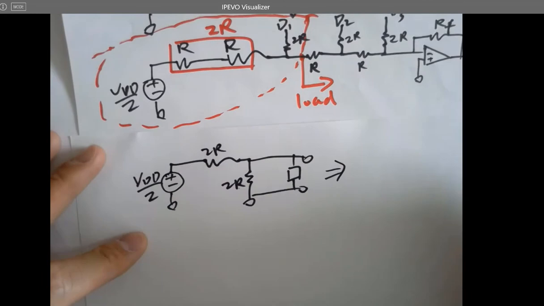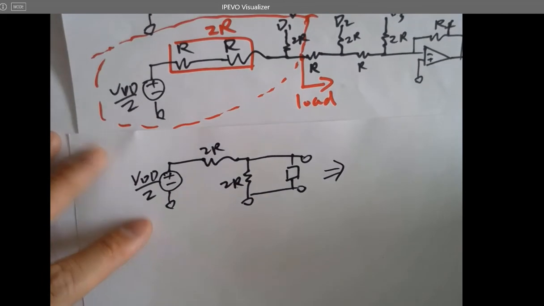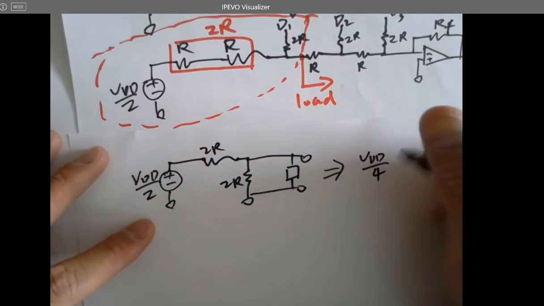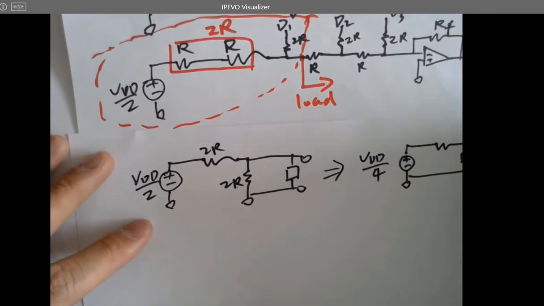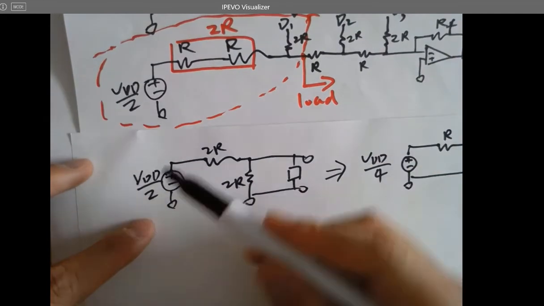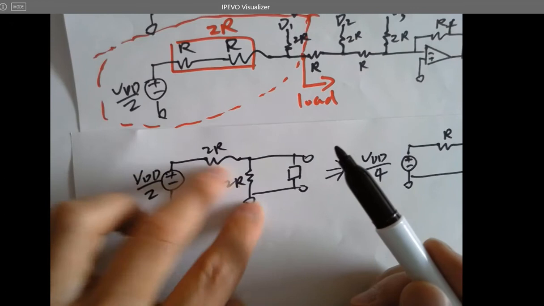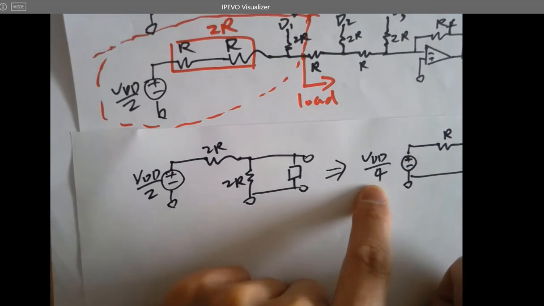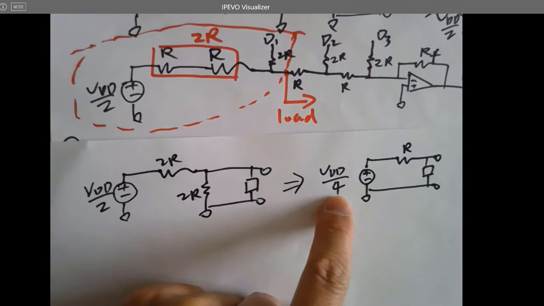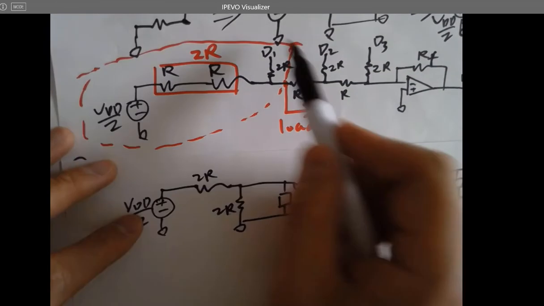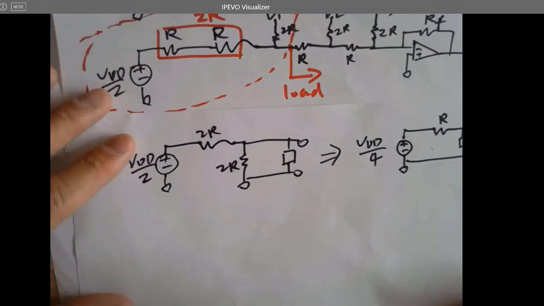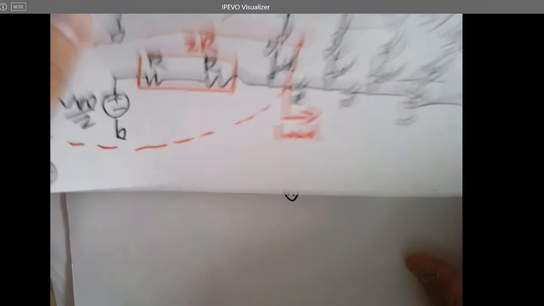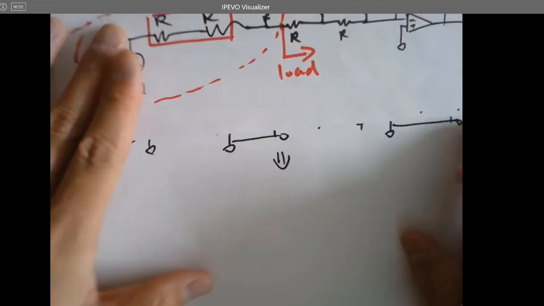And then convert this guy to VDD over 4 and RTH. Here's a load. RTH is what? Still R. Looking backwards, you short this guy. These two in parallel, it is still R, but this becomes VDD over 4. So you can use this one to replace whatever is in here, because that's the Thevenin's equivalent circuit. And what's next? Keep doing this.